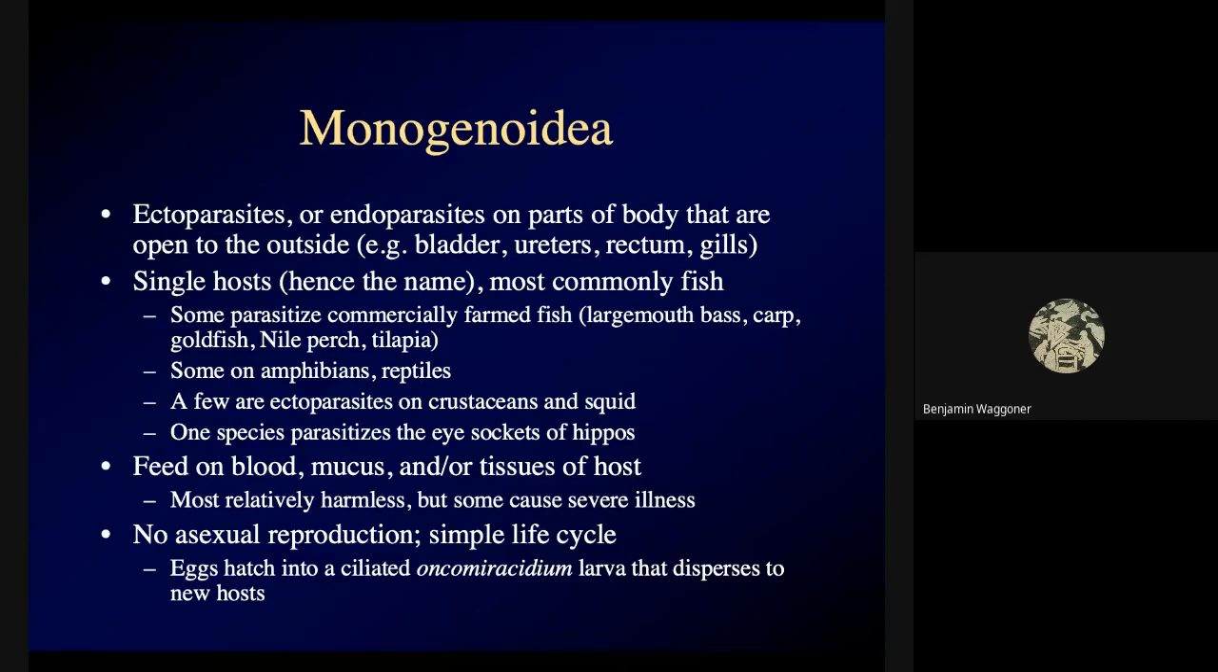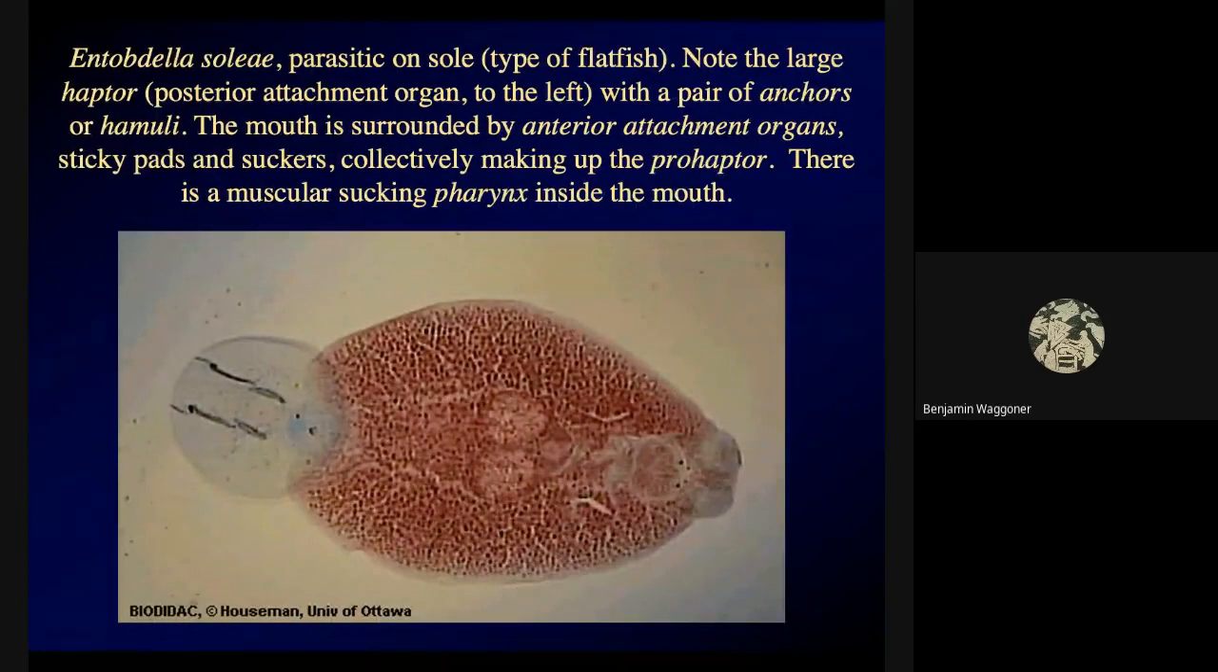The life cycle is really simple. They lay eggs. The eggs hatch into larvae. The larvae swim around till they find a new host. So much easier going there. And there's one that's a parasite on a type of flatfish, the sole.